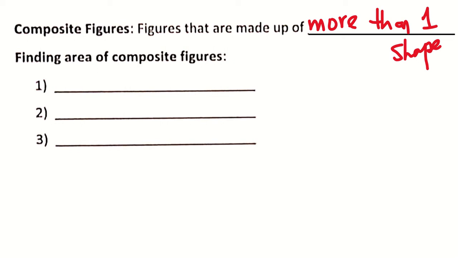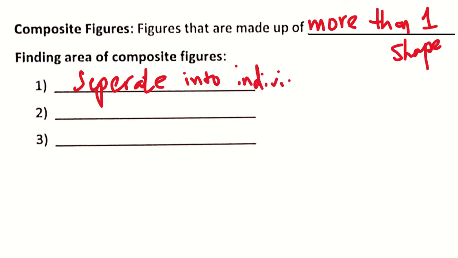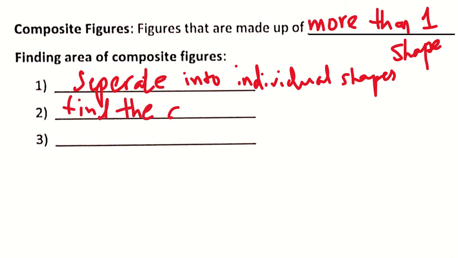Step number 1 is to separate into individual shapes. Hope you can read my handwriting. After that, we're going to find the area of the separate shapes.